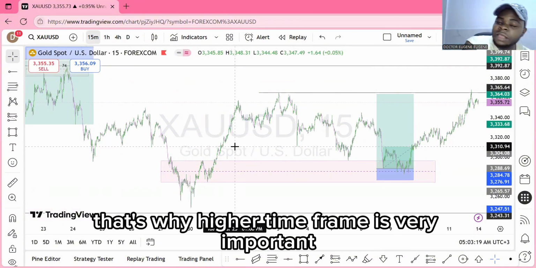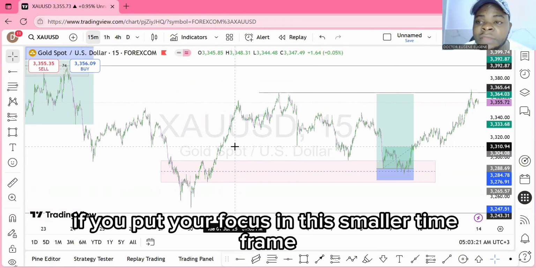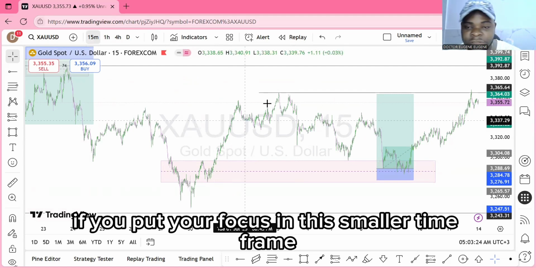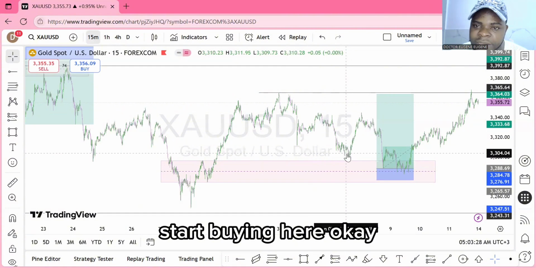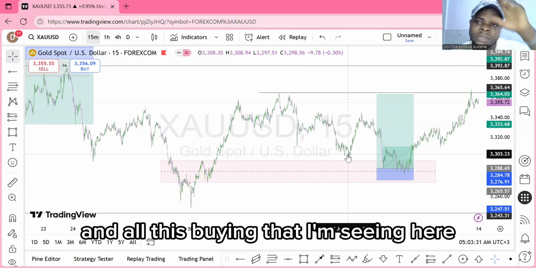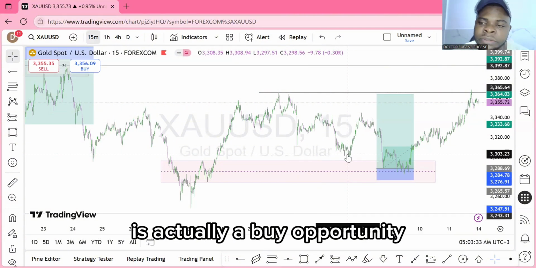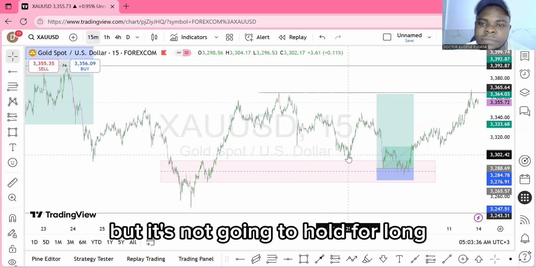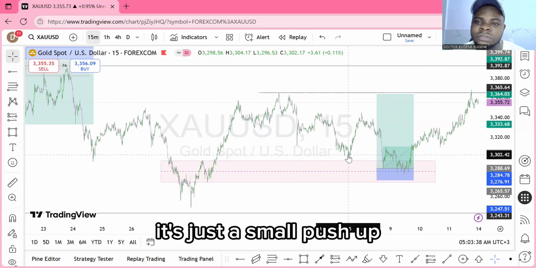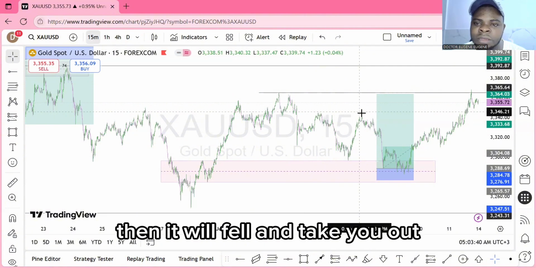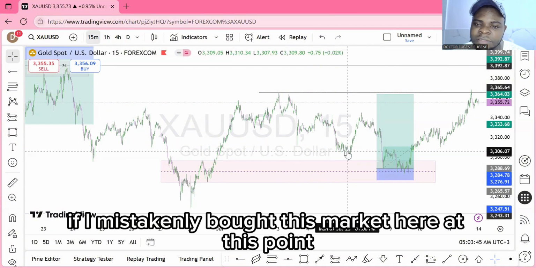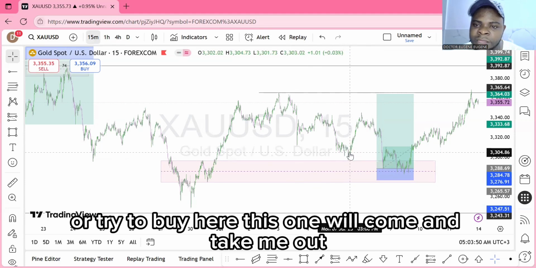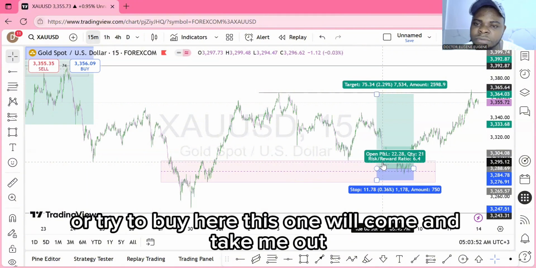That's why higher time frame is very important, because if you put your focus on this smaller time frame, I would definitely start buying here, okay? And all this buying that I'm seeing here is actually a buy opportunity, but it's not going to hold for long. It's just a small push up, then it will fail and take you out. For instance, if I mistakenly bought this market here at this point, this one will come and take me out.